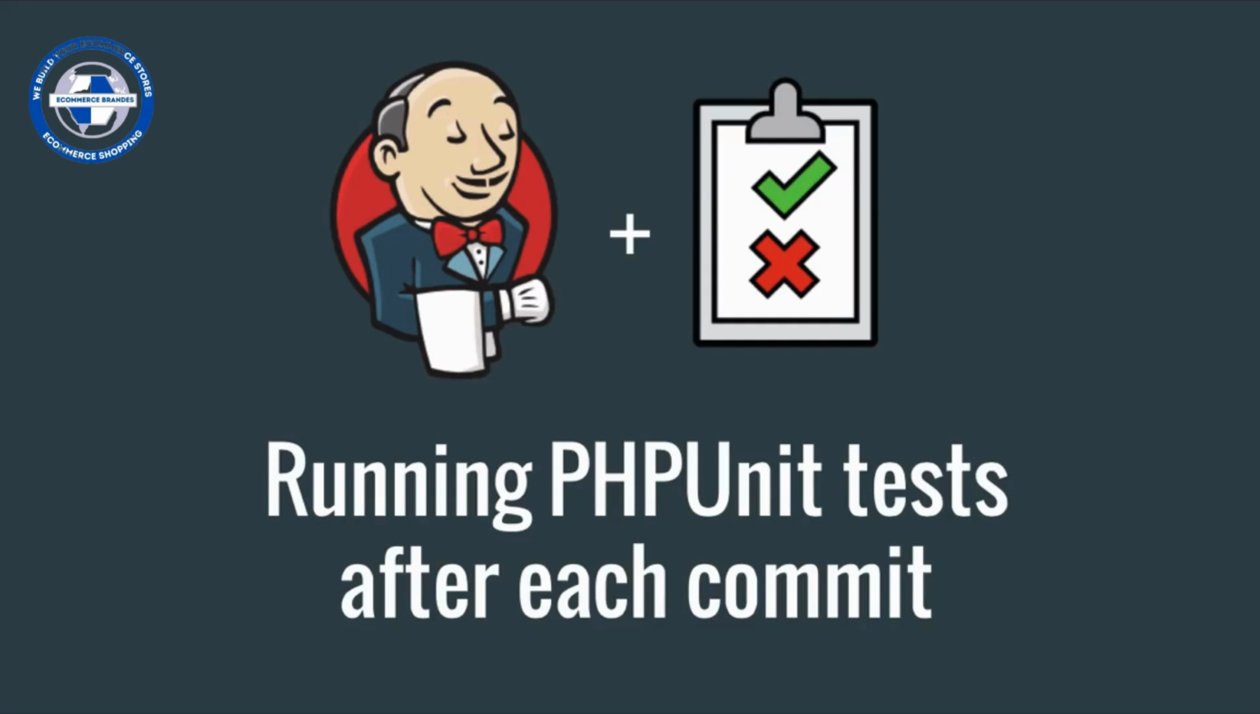Hi everyone! In the previous video, I showed you how you can integrate Jenkins with Bitbucket so that a new build is automatically started after each commit. But we didn't actually do anything. We didn't build real code, we didn't test it, we didn't deploy it.